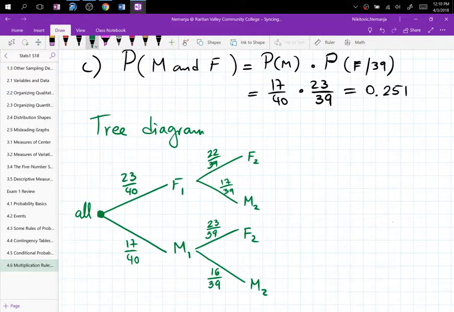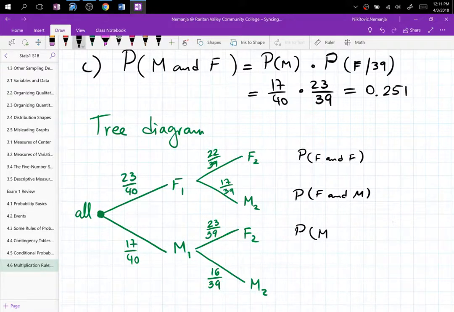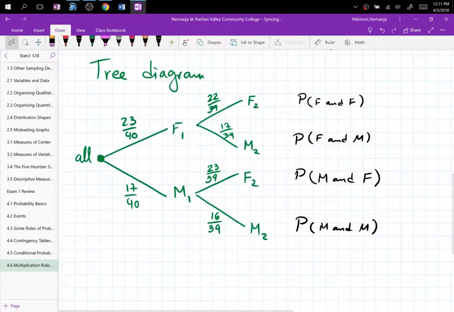So now this gives you just a basic, simple multiplication that will give you the probabilities immediately. This is the probability of female and male. This is female and female. This is the probability of female and male. This is the probability of male and female. And this is the probability of male and male. So to find those probabilities, you just need to multiply along the branch. Multiply this way, multiply that way, and the numbers go over there. It's really cool.